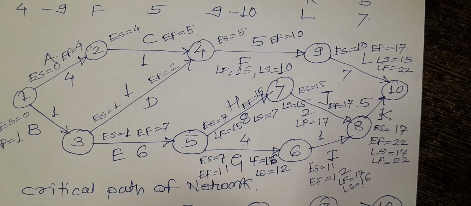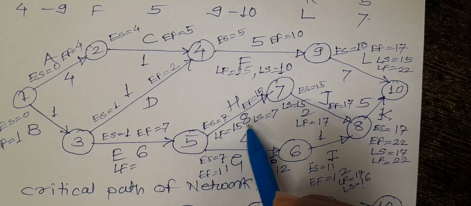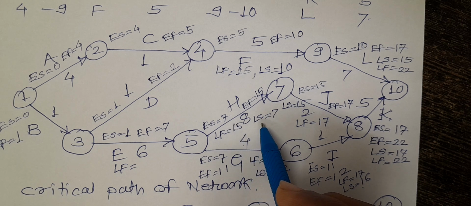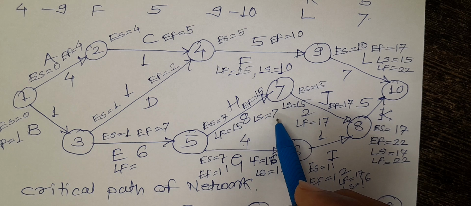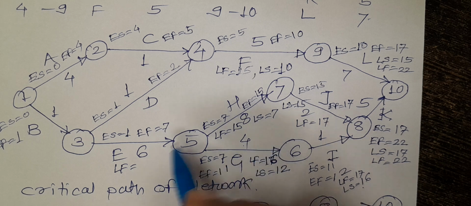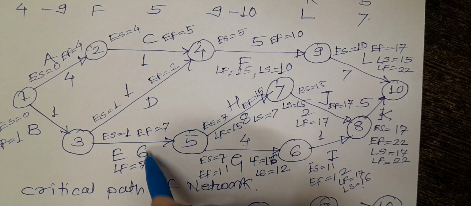Next is the activity number E. For this activity, the latest finish will be the latest start of the next activity. Whichever has the minimum latest start time, that we have to take. Here the latest start time is 12, here the latest start time is 7. So we have to take the minimum. So the latest finish for this is the smaller latest start, so it is 7. What is the latest start for this activity E? It is 7 minus 6, it is 1.